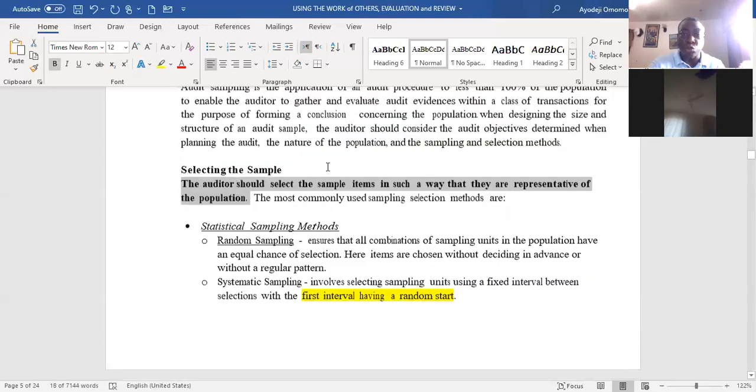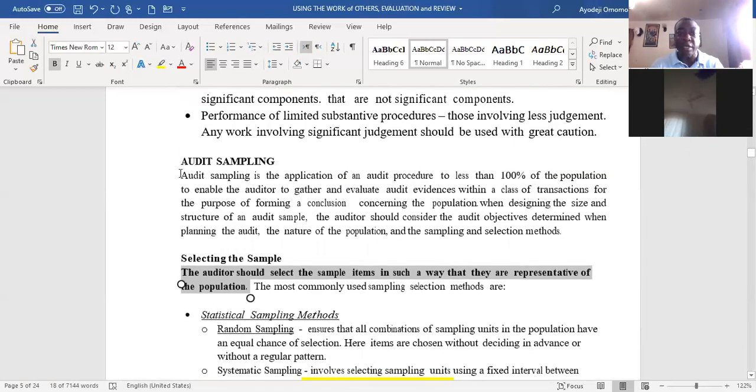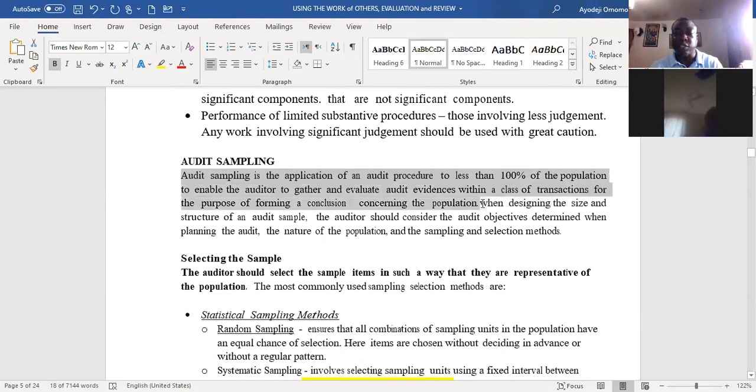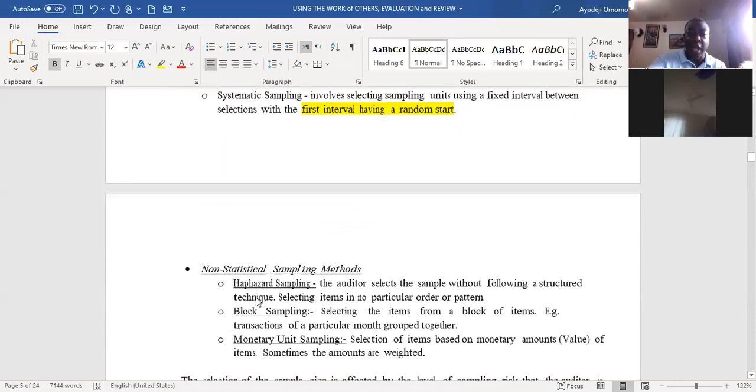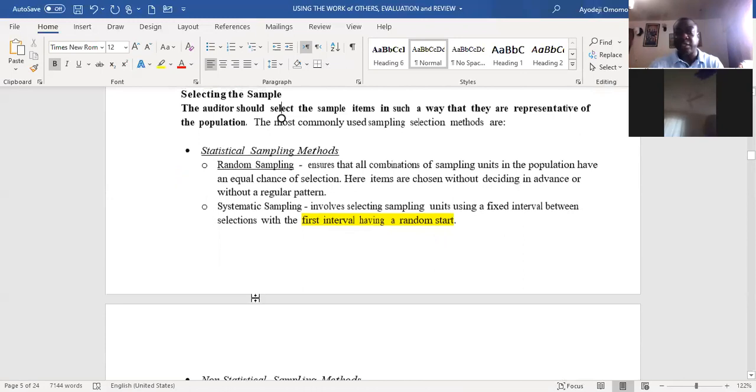Audit sampling is the application of audit procedures to less than 100% of the population of transactions. This is the definition. Please, it's in your notes, try to get that definition. The types of sampling we have are statistical sampling and non-statistical. Under statistical, we have random, which is you select anyhow you want, giving everybody an equal chance of being selected. You do not use a criteria.